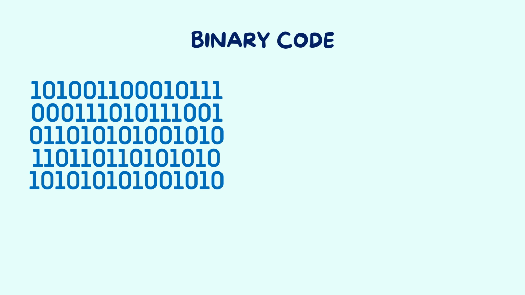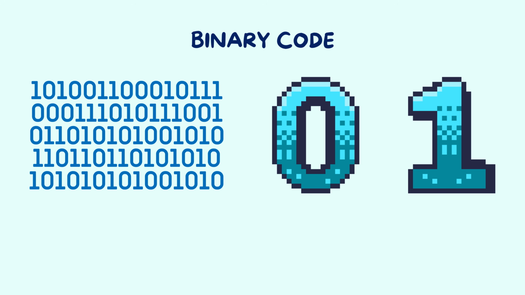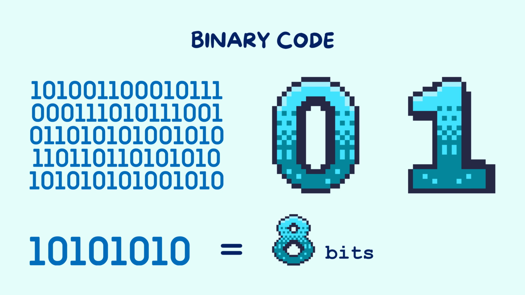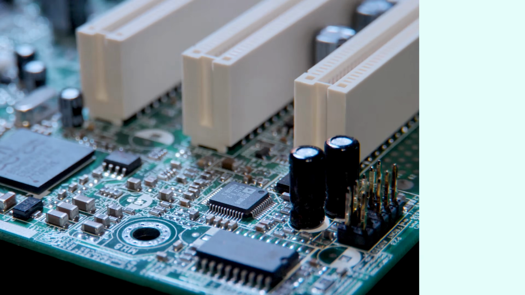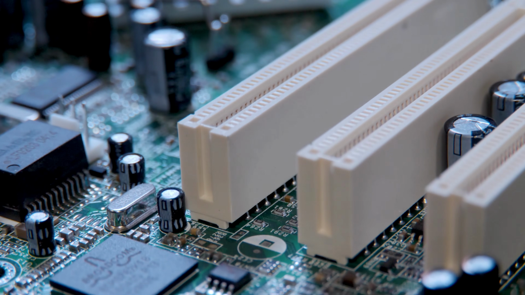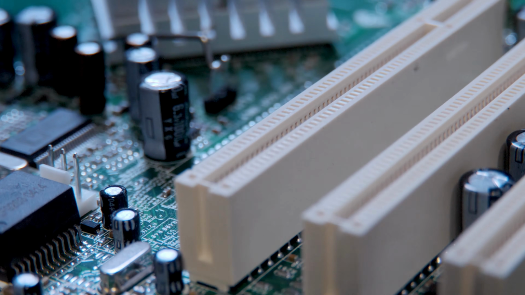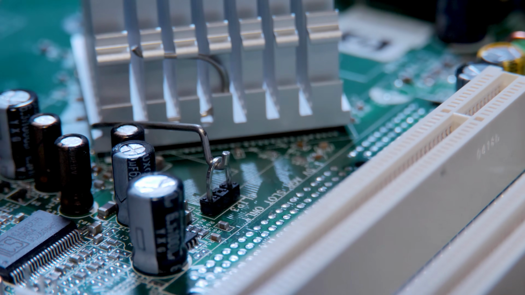Binary code is a system of numbers using only 0 and 1. Each 0 or 1 is called a bit, and a group of 8 bits makes a byte. Think of it like a light switch. 0 means off, 1 means on. Computers use billions of these switches known as transistors that rapidly turn on and off to process everything you interact with on your device. In essence, binary is the only language computers truly understand.